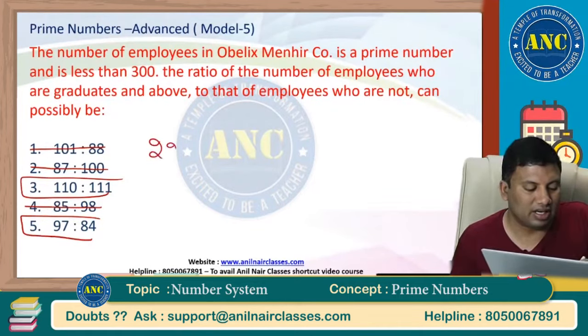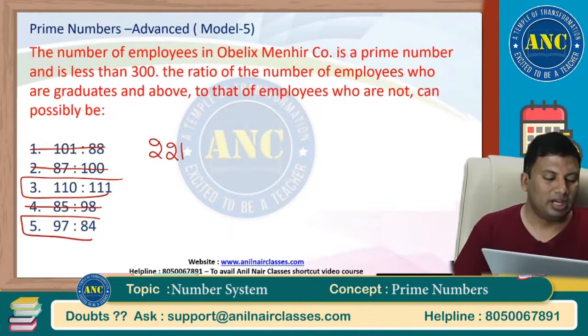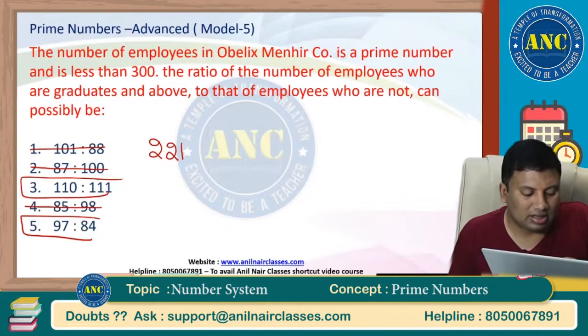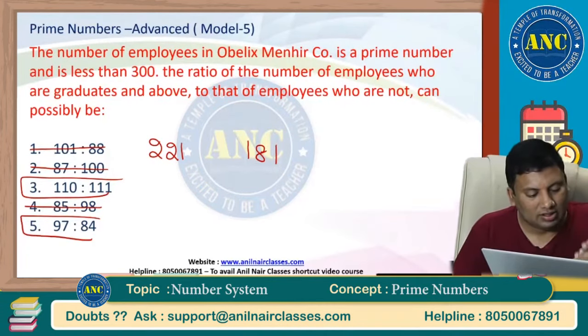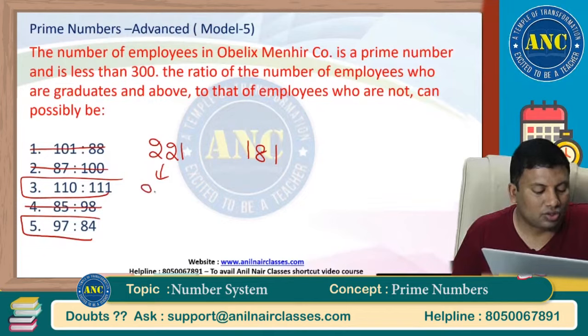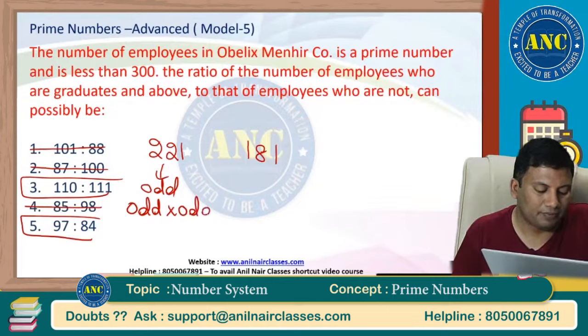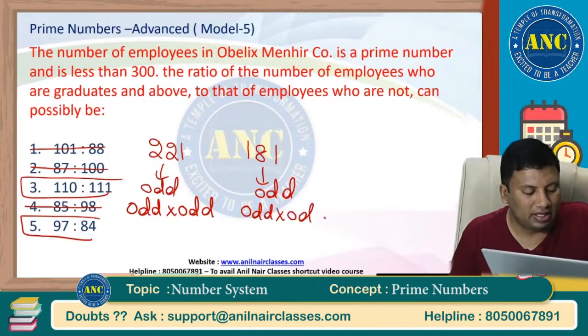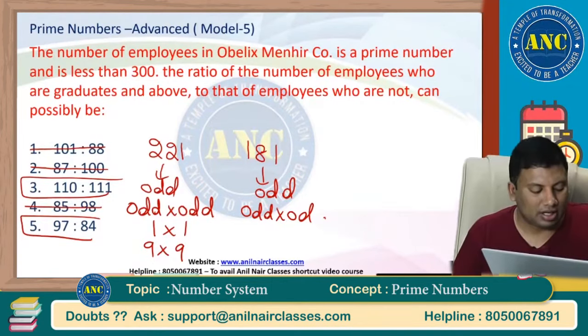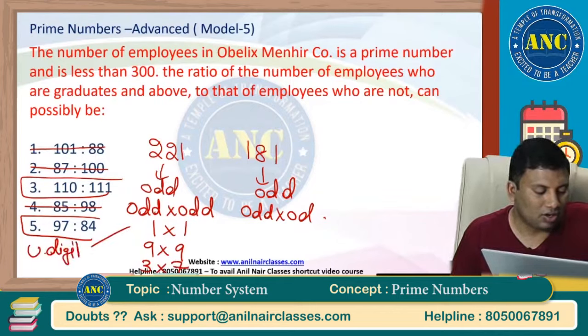Let us see if there is any number that is possible. It is 221 and this is 181. Suppose I take 221. 221 is an odd number. I am just cross-checking if there is any other possibility. Odd into odd gives an odd number. Let us see: 1 into 1 is 1, 9 into 9 is 81, 3 into 7 is 21. These are all the unit digits.